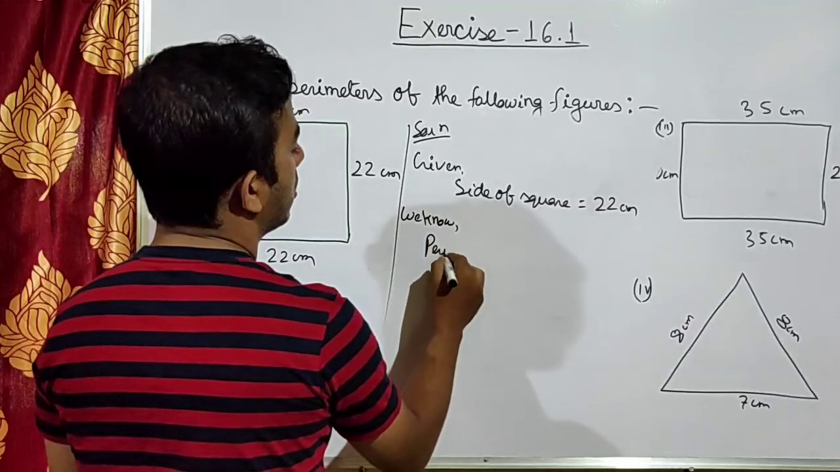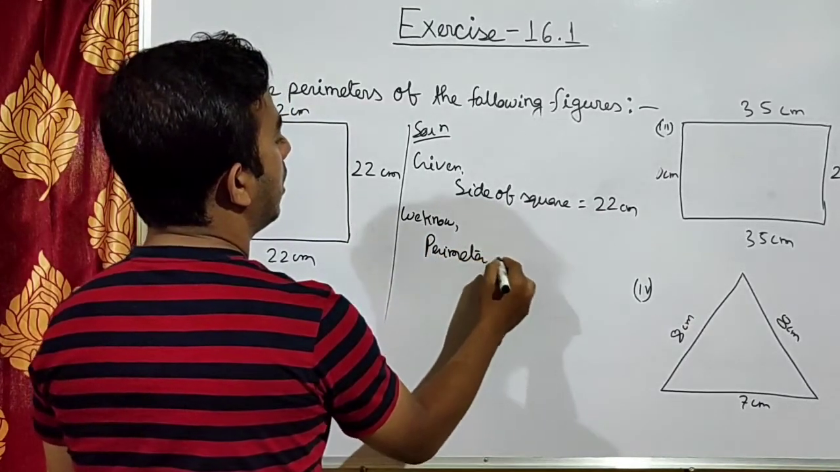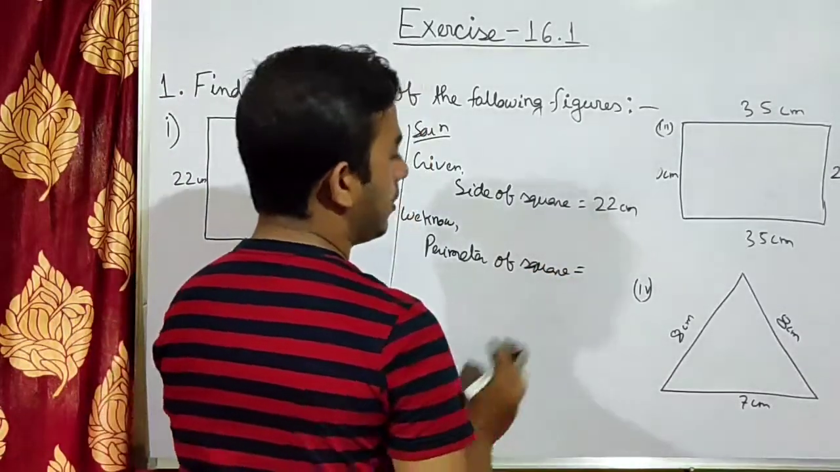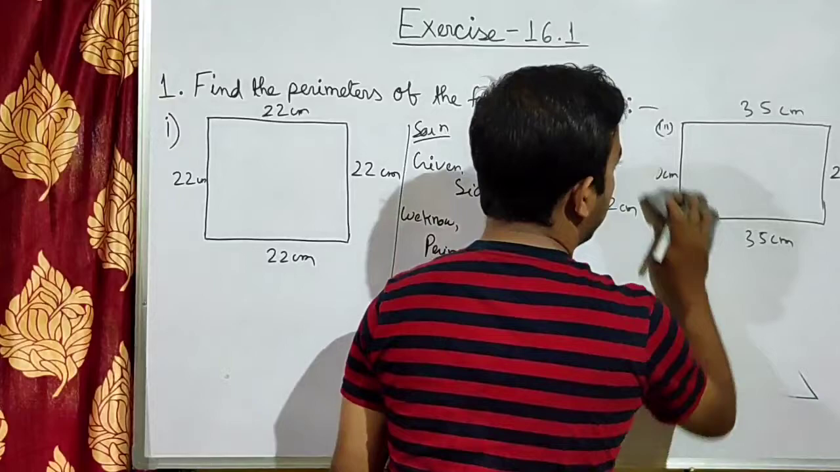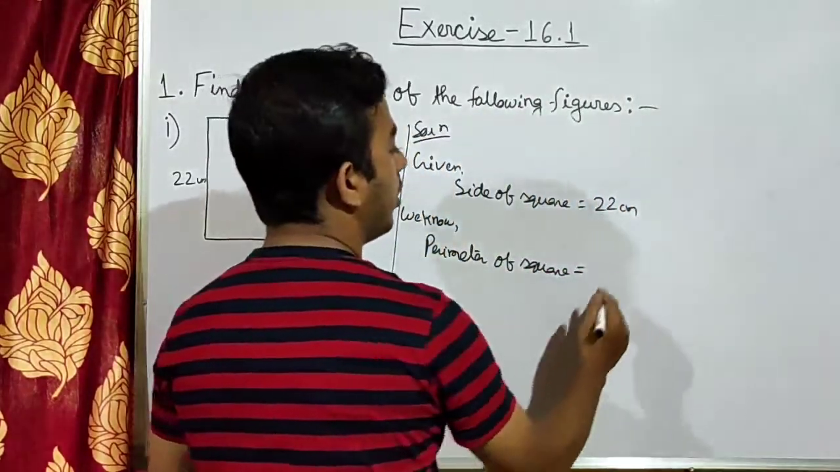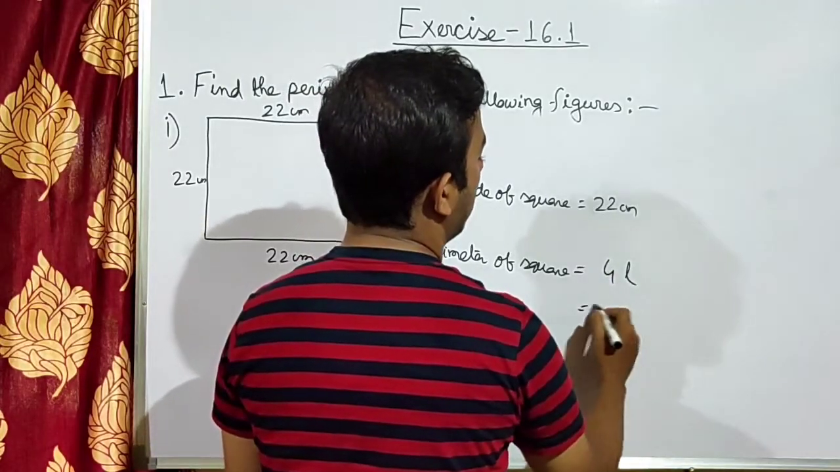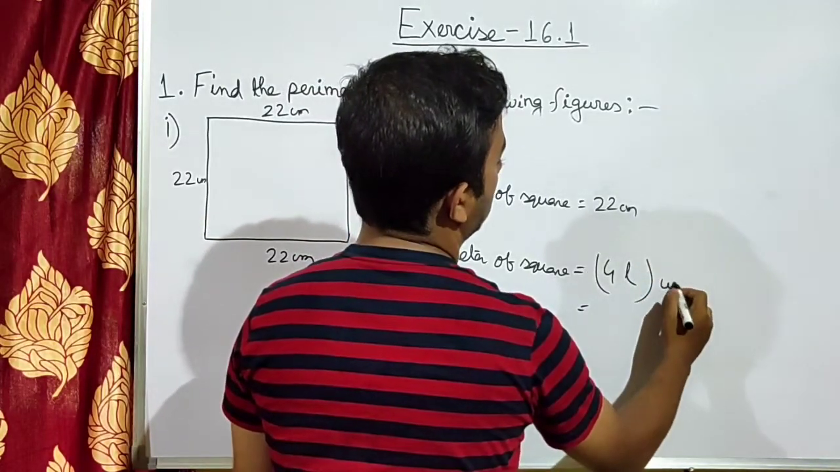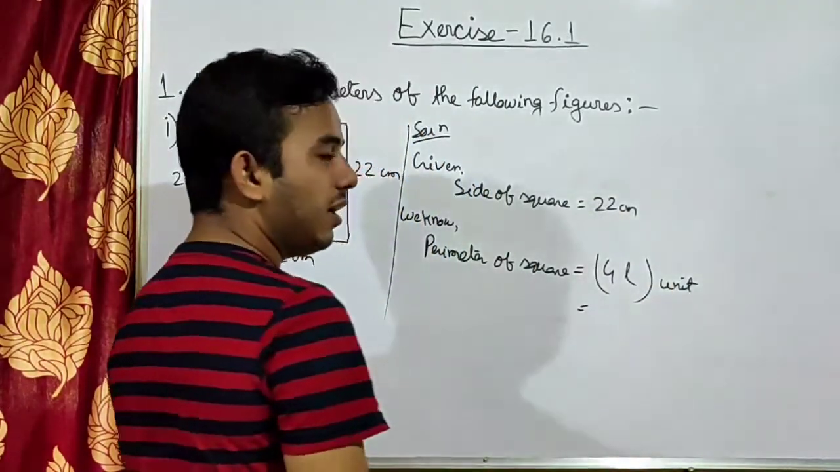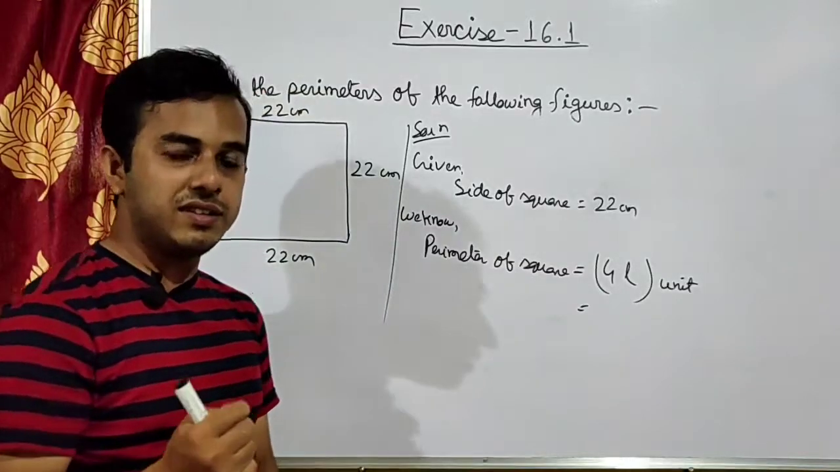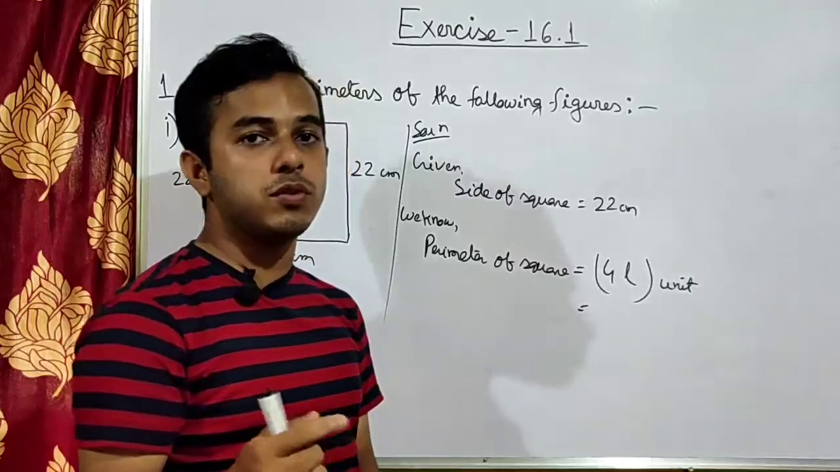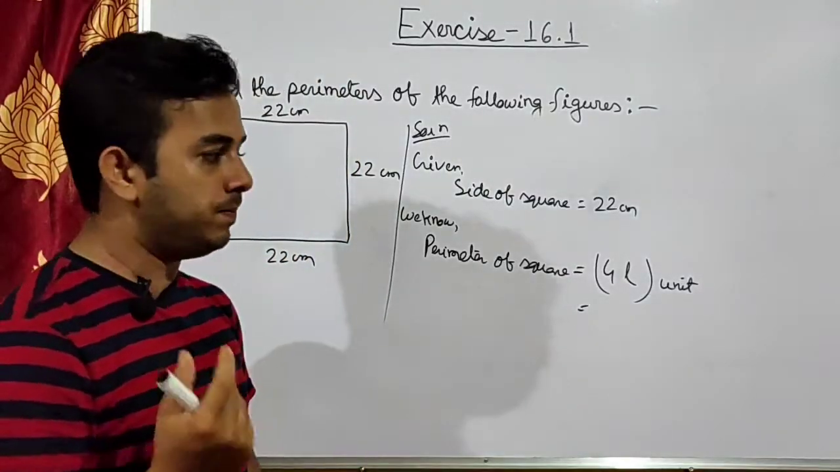Then we know perimeter. Perimeter of square is what? Perimeter of square is 4 into L, isn't it? So we will write, we know perimeter of square equals 4L. The unit is very important. Is it centimeter or meter? We'll see in the question, and we'll write it in place of the unit.